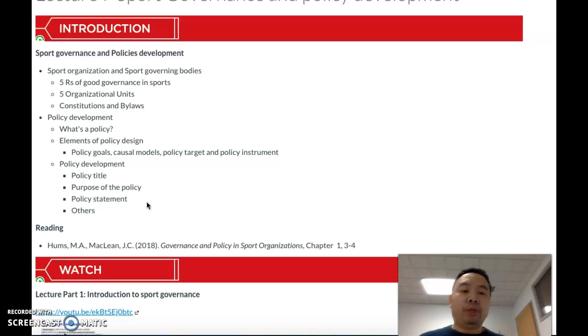So the policy normally will include a title. The title needs to be brief and straightforward. When people look at the title, you basically know what this policy is going to talk about. The second one is the purpose: why we're having this policy, and what kind of benefit the organization could have after creating it. The third one is the policy statements. If people want to follow this policy, the policy statement is definitely the place where they're able to get those details and information. The last part is other supplementary documents, if necessary. So this is policy development.